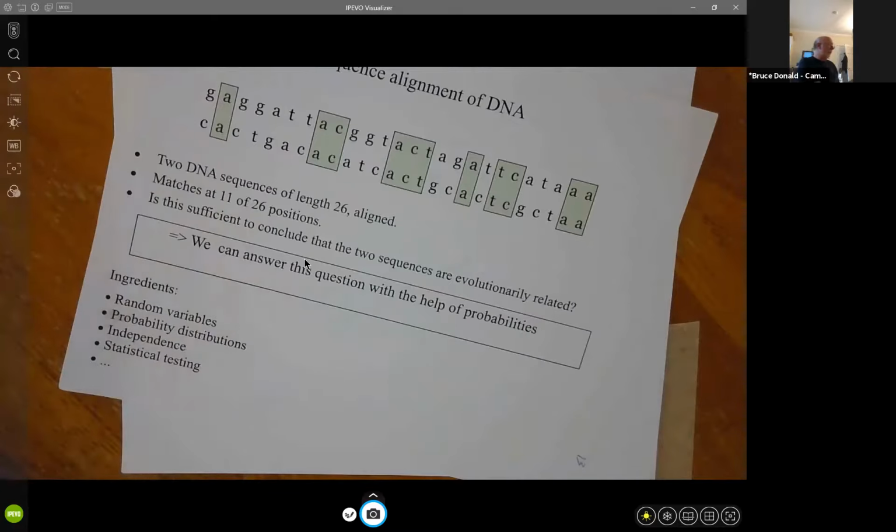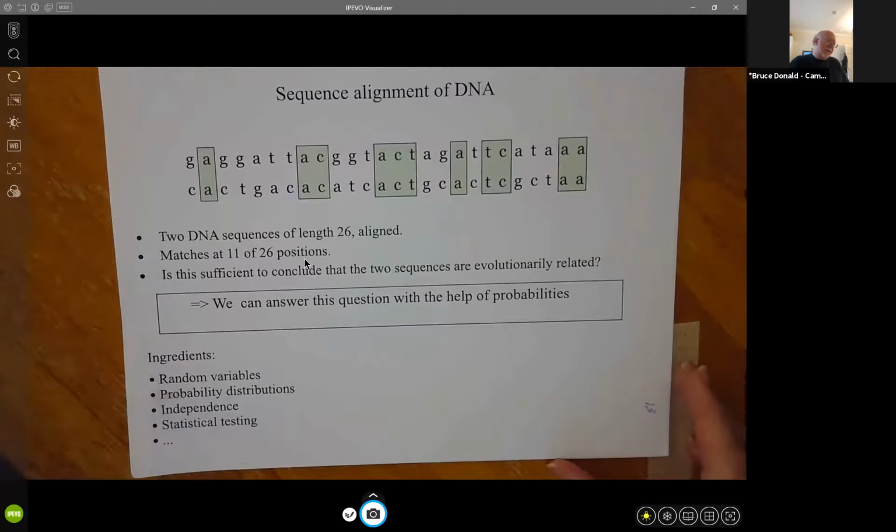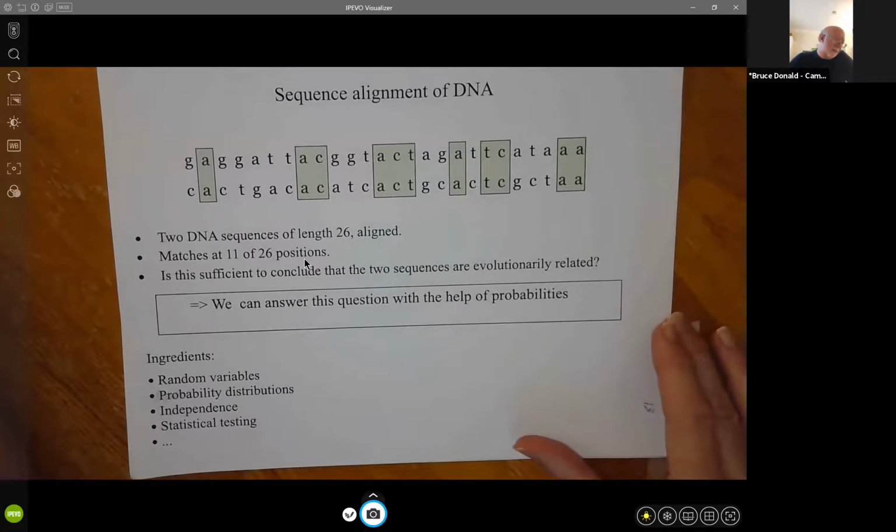So sequence alignment of DNA can be thought of like this. You have 2 strings, if you will, and the strings can be set up like this, and you're interested in how they match up. So again, you have 2 different DNA sequences, you have matches at certain positions. When is it sufficient to conclude that the two sequences are actually related evolutionarily?